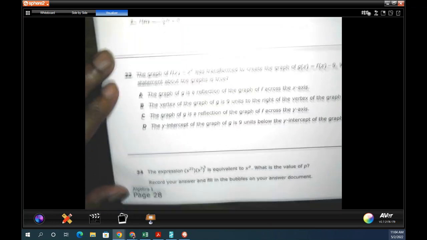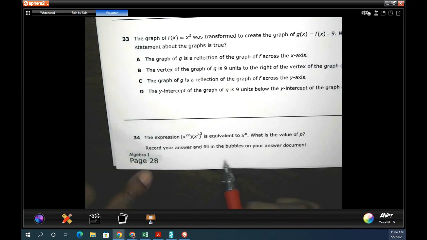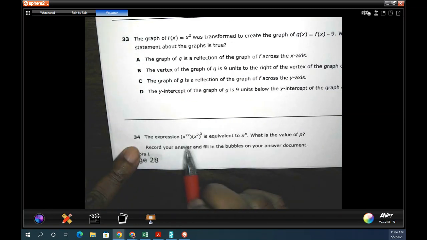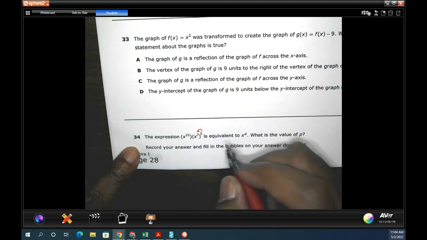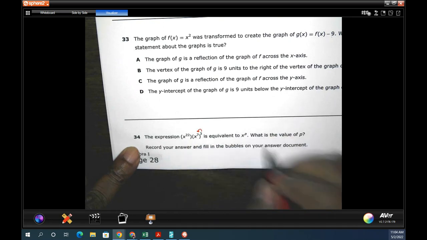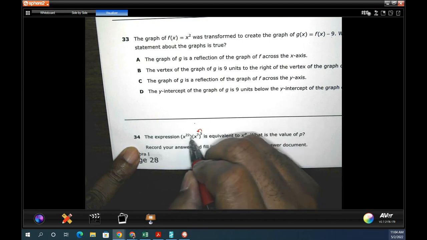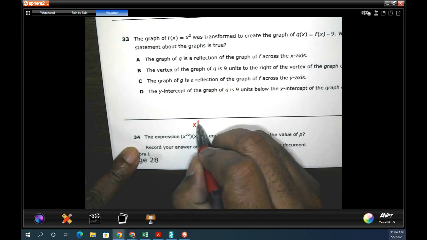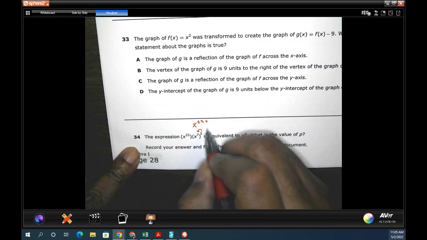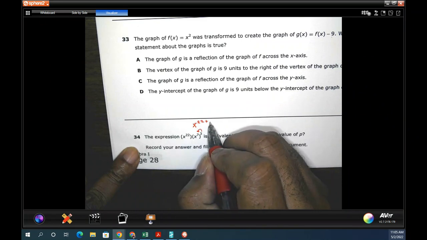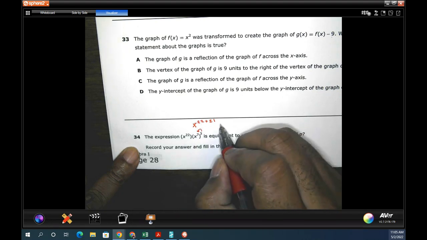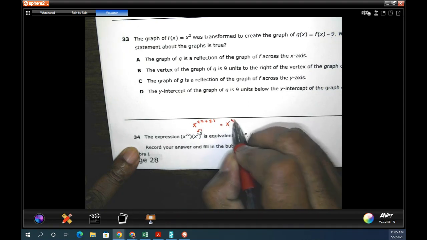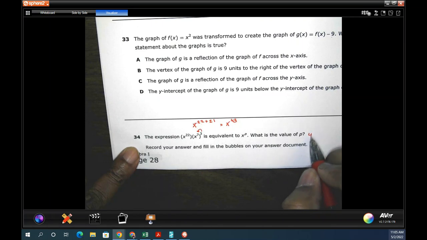Okay, here's where everybody gets confused. Here's the deal. What do we do when a power is raised to a power? Multiply. That's 21. They want to know what P is. So all that is, now we're multiplying it. What do we do? When you multiply variables, what do you do with the exponents? You add them. So 22 plus 21 just gives you x to the 43. So P is equal to 43.